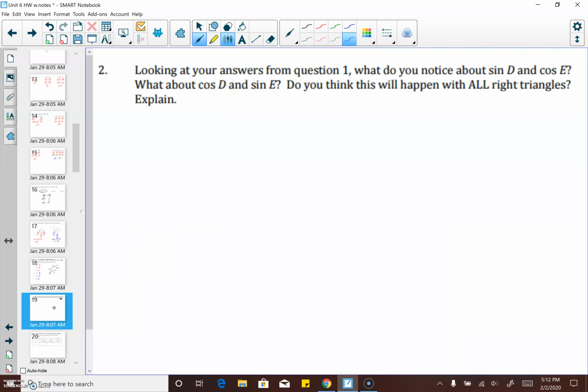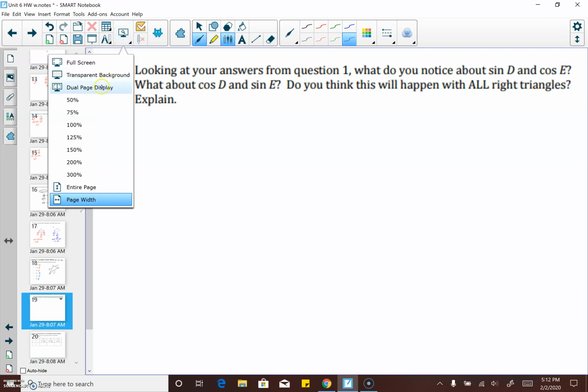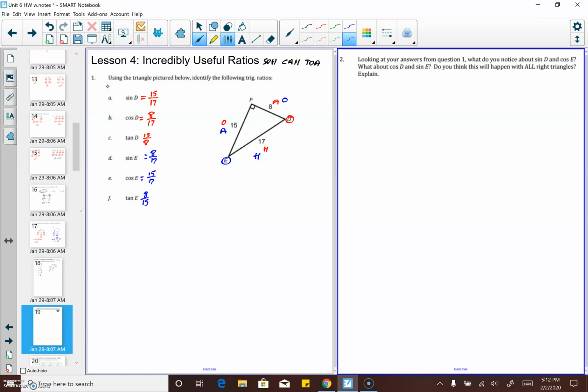For number 2, looking at your answers from question 1, what do you notice about the sine of D and the cosine of E? And what about the cosine of D and the sine of E? So if we look at those fractions again, for the sine of D, we had 15 over 17. You look at the cosine of E, we had 15 over 17. So we had sine of D equal to the cosine of E at 15 over 17. And then we had the cosine of D at 8 over 17, and we had the sine of E at 8 over 17. So those were equal at 8 over 17.